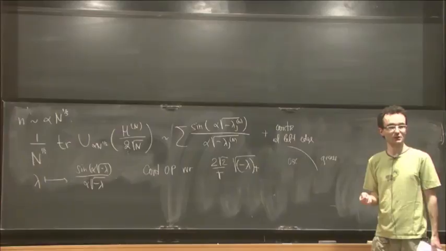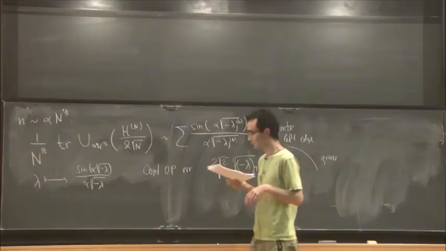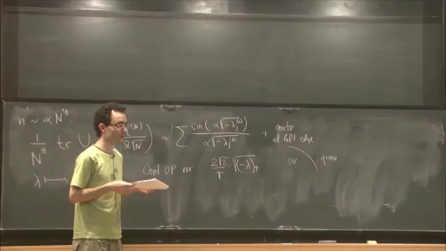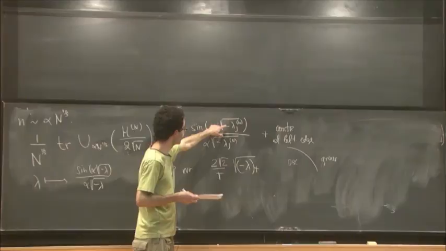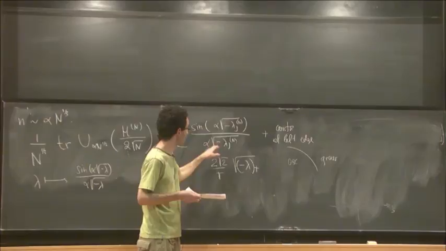They retain features which were there for the limit. It's zero when you have a negative number in the square root. When lambda is positive, this is a hyperbolic sine, so they start growing. Okay.